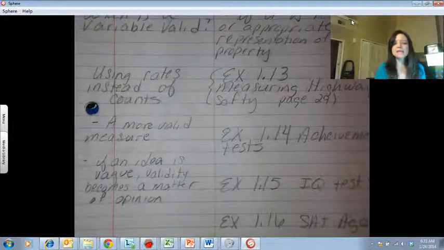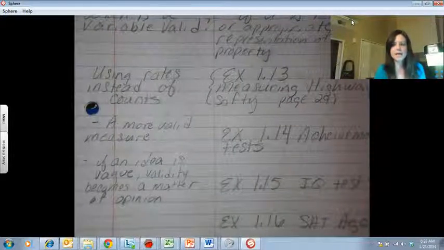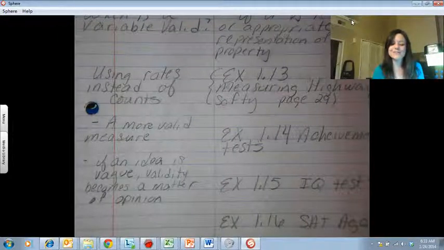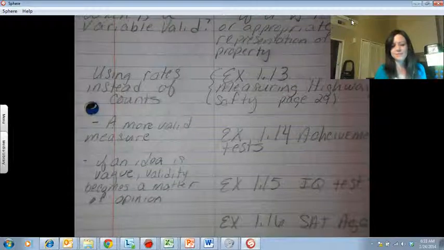If an idea is vague, the validity becomes a matter of opinion. And you can notice this if you ever argue with Dom, is that he will argue that what you're saying isn't correct because of the definition of what you're looking at. And Dom, I thought that was funny because you were the first person I thought of when I read about this idea in the book.